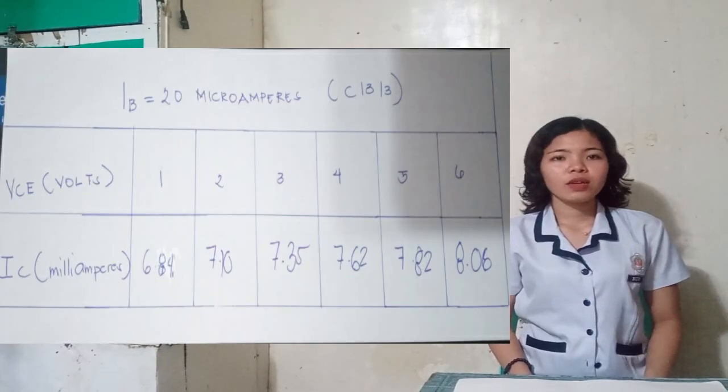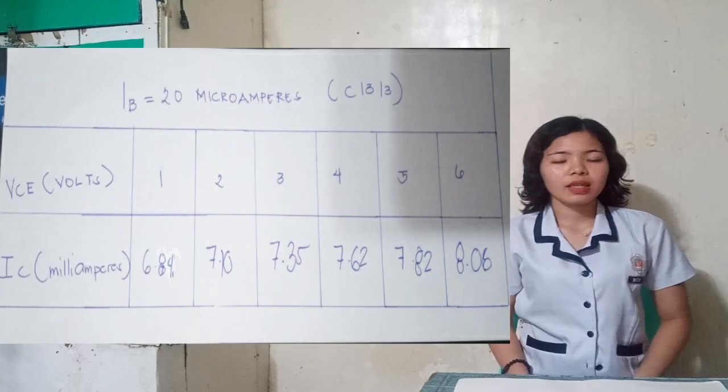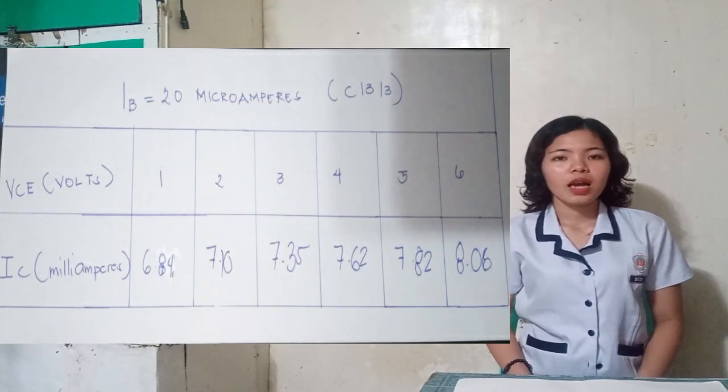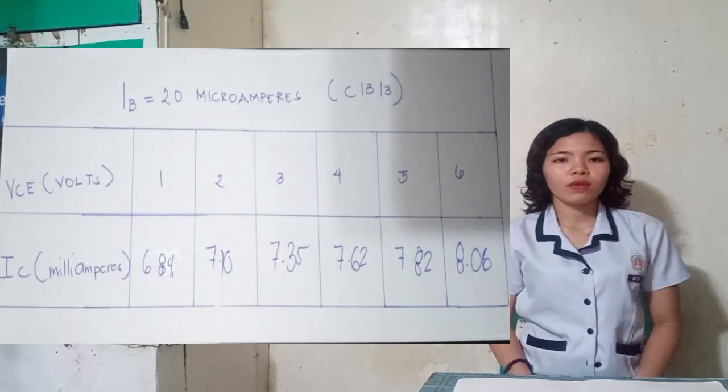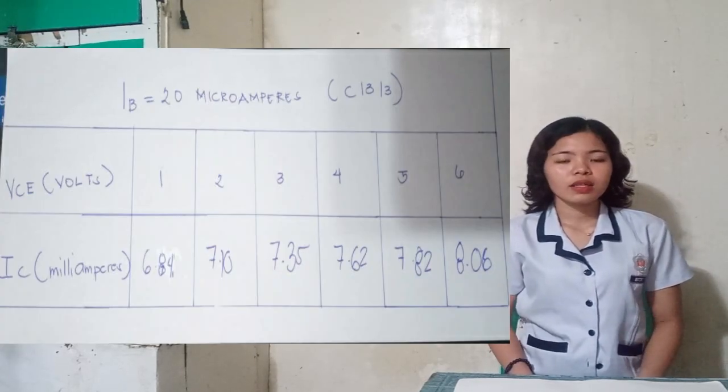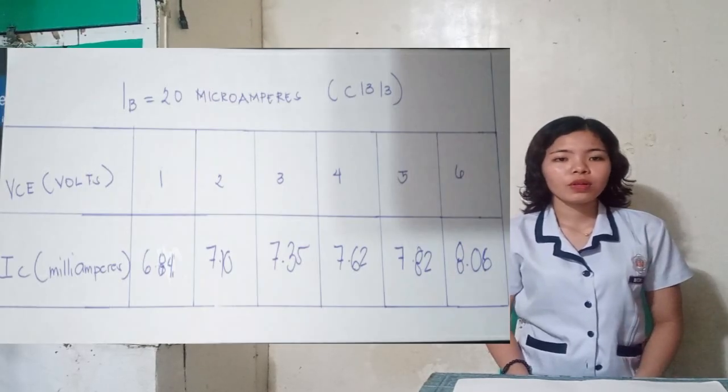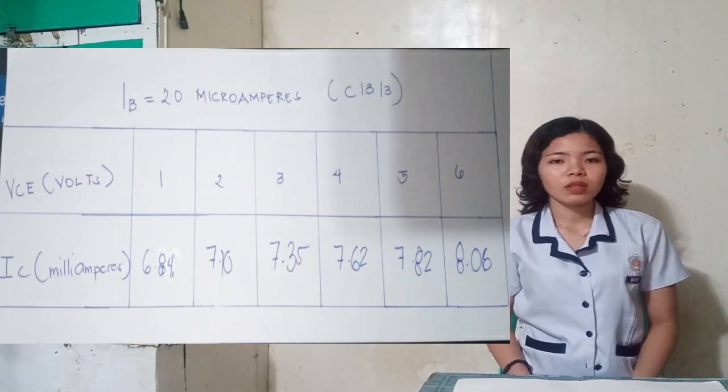In this test, the C1313 NPN transistor was again measured, this time with the base current increased to 20 microamperes and the collector emitter voltage varied from 1 volt to 6 volts. The collector current increased gradually from 6.84 milliamperes at 1 volt to 8.06 milliamperes at 6 volts.